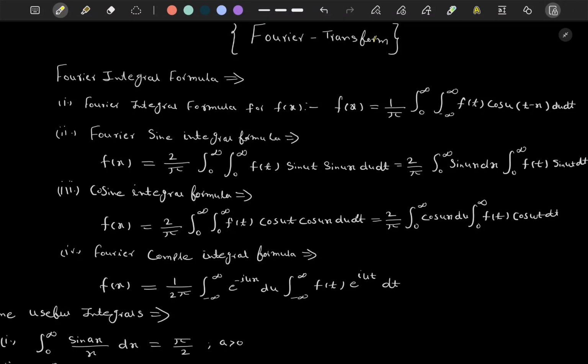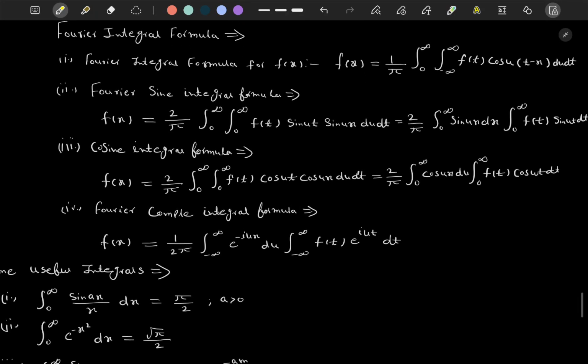Hello everyone. So today we are going to study Fourier transformation. Okay, so we have studied Laplace transformation, now we will go towards Fourier transformation. Now Fourier integral formula, we know what is the Fourier integral formula. For a function f of x, how will we determine its Fourier integral?